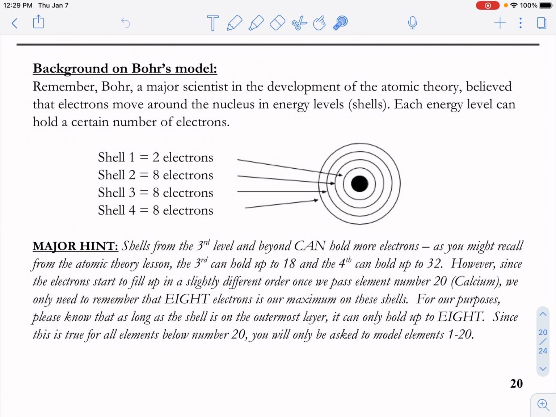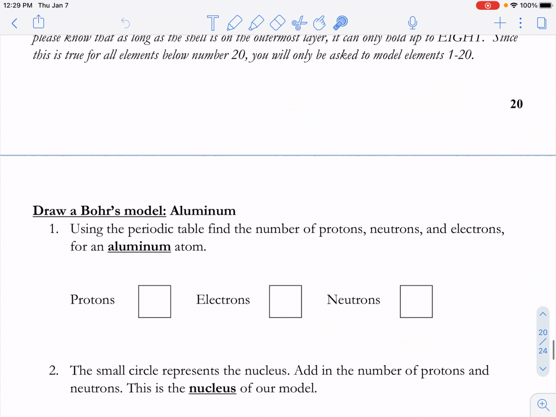As you might recall from the atomic theory lesson, the third can hold up to 18, and the fourth can hold up to 32. However, since the electrons start to fill up in a slightly different order, once we pass element 20, we only need to remember that 8 electrons is our maximum on these shells. If you're a little confused right now, don't worry. Let's practice. Let's go to page 21.